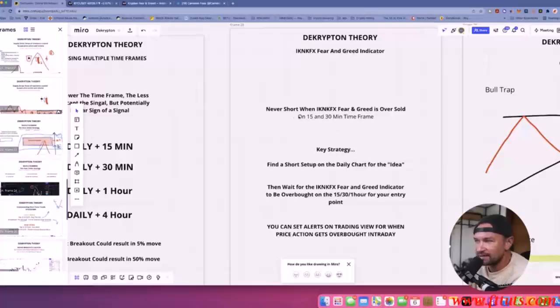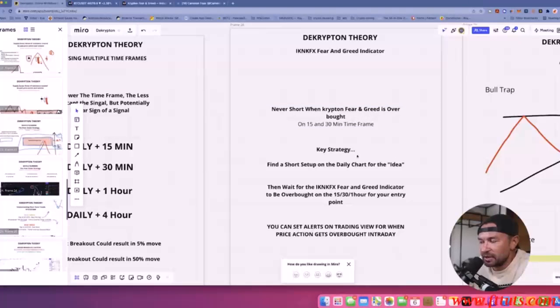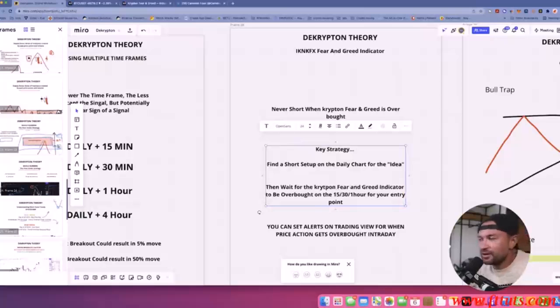What I said here is never short when the Iconic FX, or I just changed it to Krypton, fear and greed indicator is overbought on the 15 and 30 minute time frames. So the key strategy here is to find a short setup on the daily chart for the idea, then wait for the Iconic FX, Krypton, updating as we go, fear and greed indicator to be overbought on the 1 hour, 30 minute, or 15 minute time frame for your entry point.